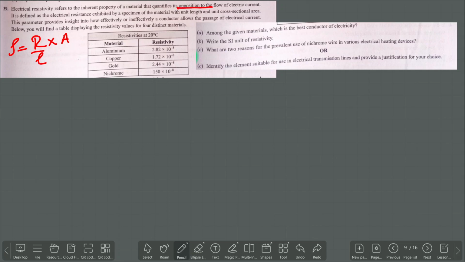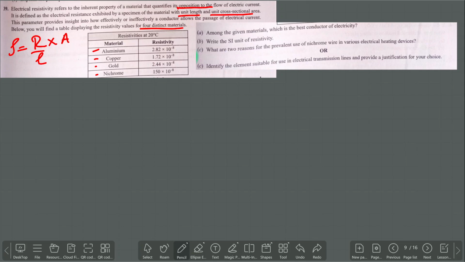Opposition over here represents the resistance of the conducting material per unit length and in a unit area of cross section. This parameter provides insight into how effectively or ineffectively a conductor allows the passage of electrical current. Below you find a table displaying the resistivity values for 4 different materials. So what are the 4 materials they used over here? Aluminium, copper, gold and then nichrome. In these 4, which one is considered as the metals and which is considered as the alloy? Out of these 4, which one is alloy?